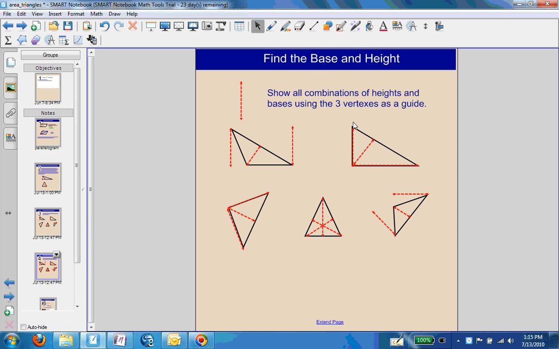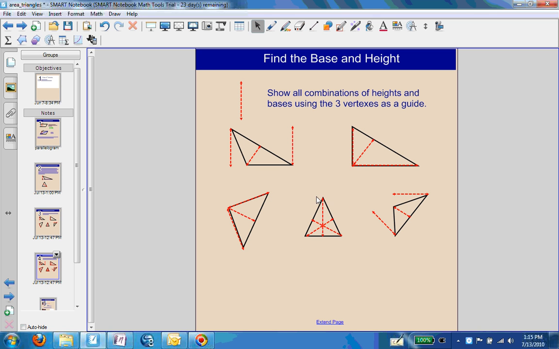You can only have, well, you can think of it as having 3 heights, or you can think of it as the base and height are interchangeable, so it only has 2 heights. Either way is fine. Again, I have the right triangle and all the different ways I can look at bases and heights.